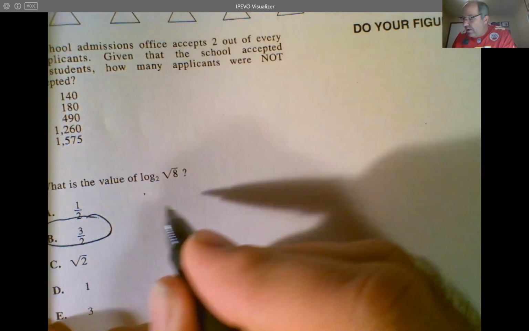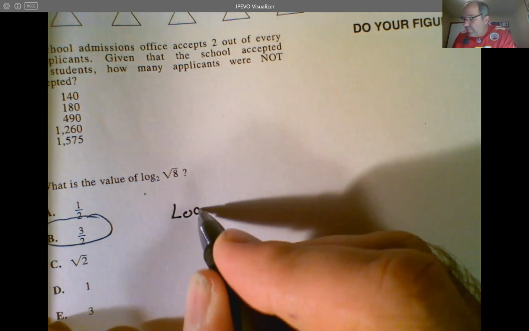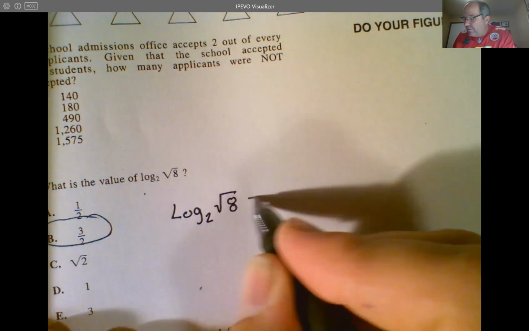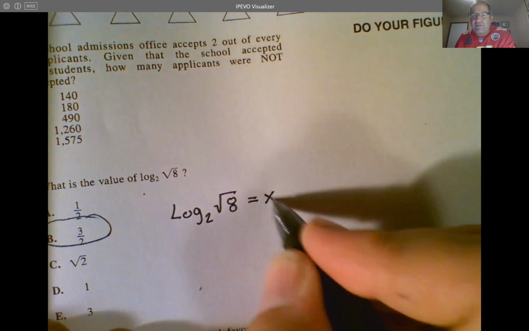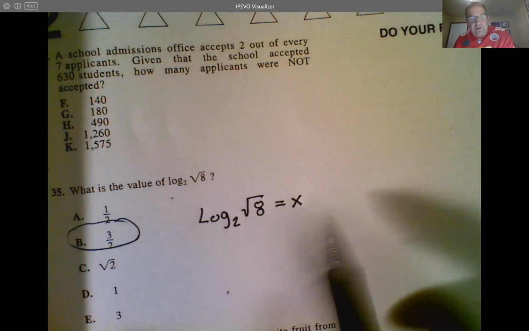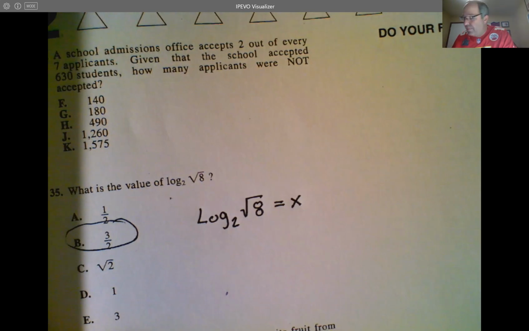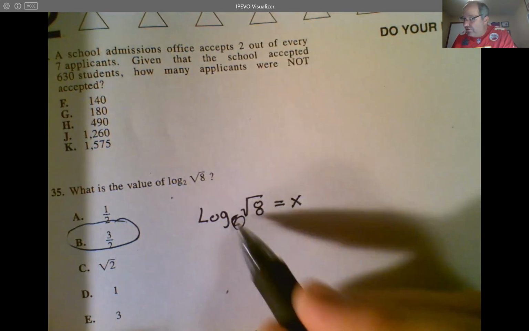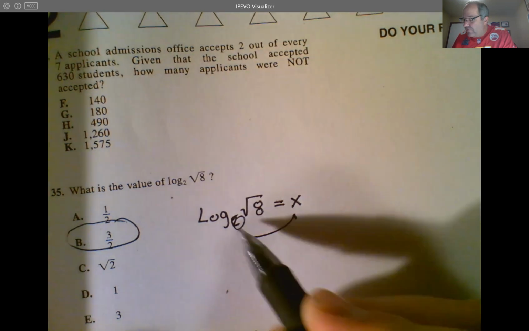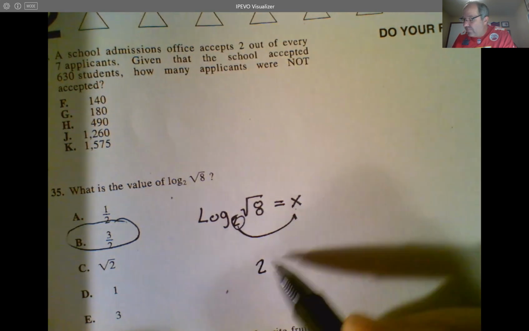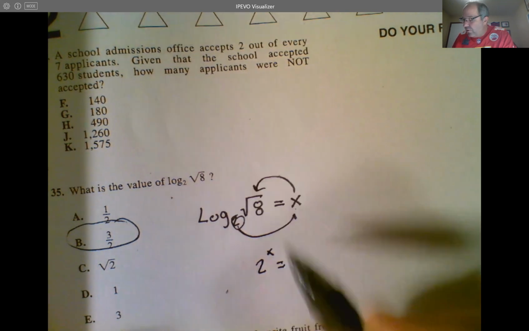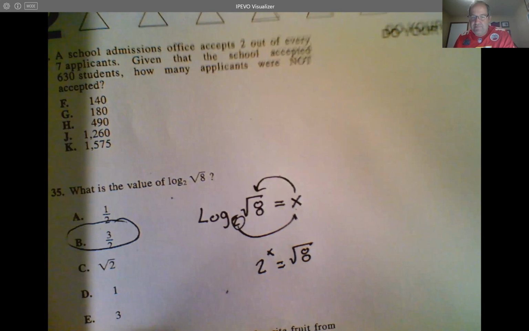I'm going to rewrite the problem. Log base 2 of the square root of 8. We're trying to figure out what that equals, right? So I'm going to call that x. So what we have to do is rewrite this from a logarithm to an exponential. So the way to do that, the base is 2, right? So I'm going to say 2 to the power of x is equal to the square root of 8.